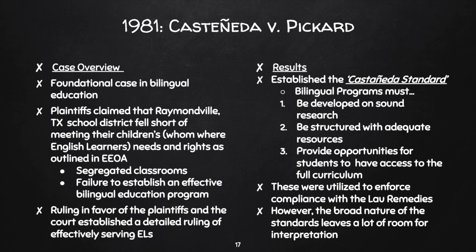However, this standard was important because it was used in conjunction with the Lau remedies on a case-by-case basis once they were repealed from the federal weight that they had. The Castañeda standard really helped to back those up. So what you start seeing now is more and more federal policy that gets more and more specific about how to best serve English learners.